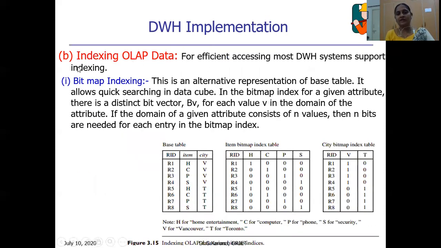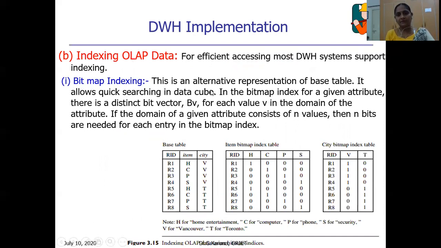The first topic was cube computation, and the second is indexing OLAP data. Indexing is a fast, efficient method of accessing or searching. There are two kinds of indexing supported in the data warehouse during implementation: one is bitmap indexing, the other is join indexing.